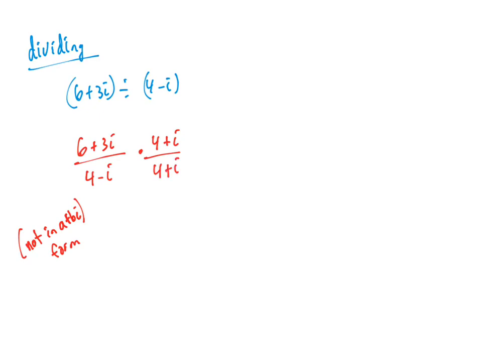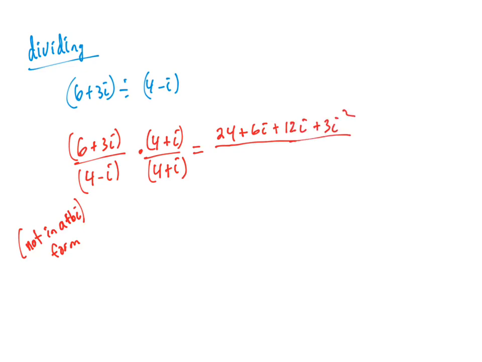So we just take the denominator and write it with the opposite operation. If it's plus, we make it minus. If it's minus, we make it plus. And then we just multiply the numerators together, multiply the denominators together. So upstairs we end up with 24 plus 6i plus 12i plus 3i squared. In the denominator we get 16 plus 4i minus 4i minus i squared. Okay, so in the denominator the 4i and the negative 4i cancel. This i squared is negative 1.